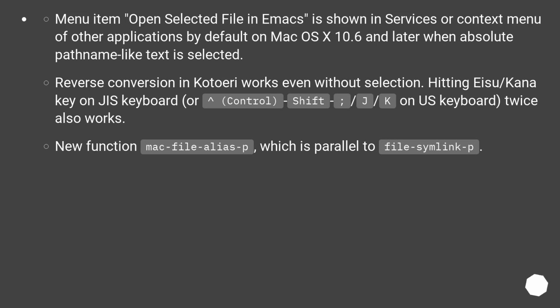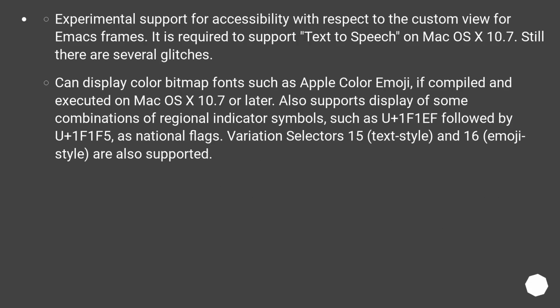New function mac-file-alias-p, which is parallel to file-symlink-p. Experimental support for accessibility with respect to the custom view for Emacs frames. It is required to support text-to-speech on Mac OS X 10.7. Still, there are several glitches.